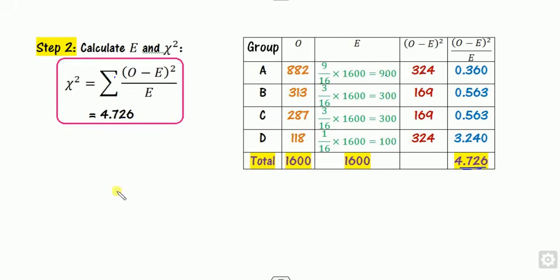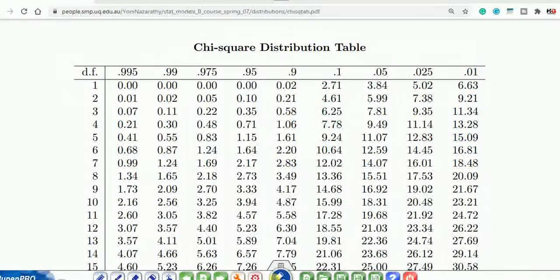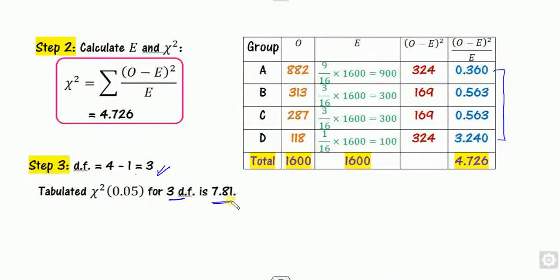Now step number 3 is, what is the degree of freedom? How many numbers are there in 4.76? These 4 numbers are there. So 4 minus 1 is 3. Now you need the tabulated value at 3 degrees of freedom. Look at that. This is 3 at 0.05, 7.81. So this is the value, 7.81.